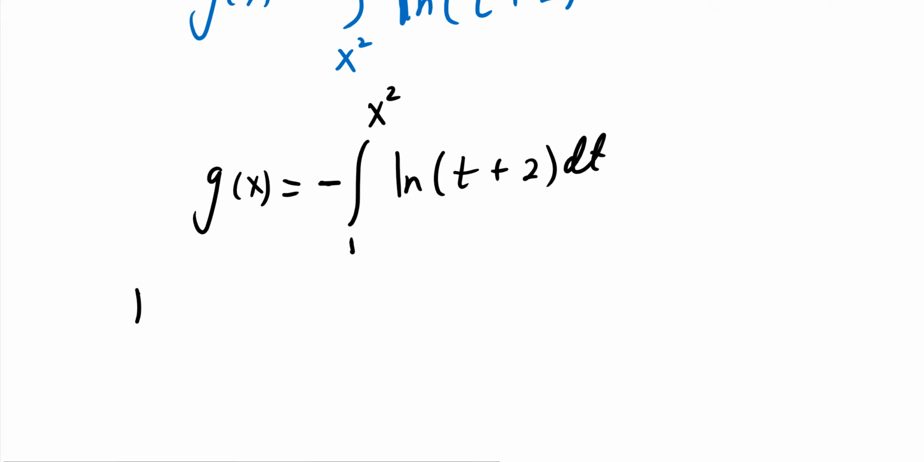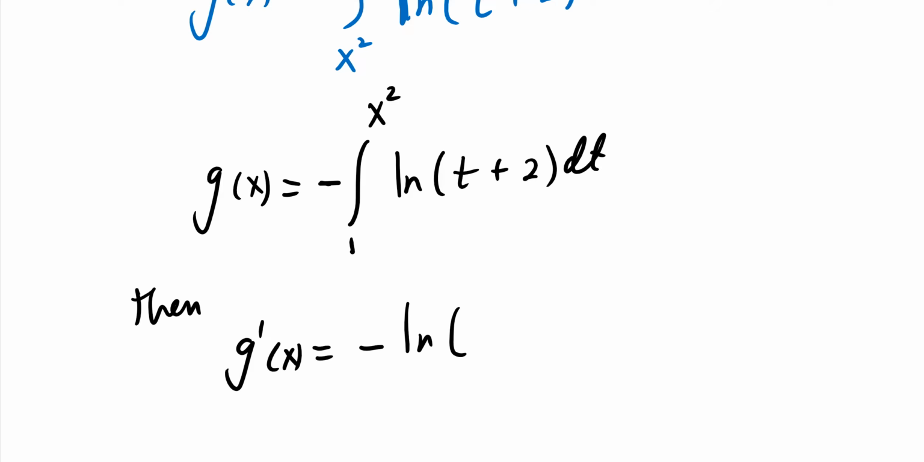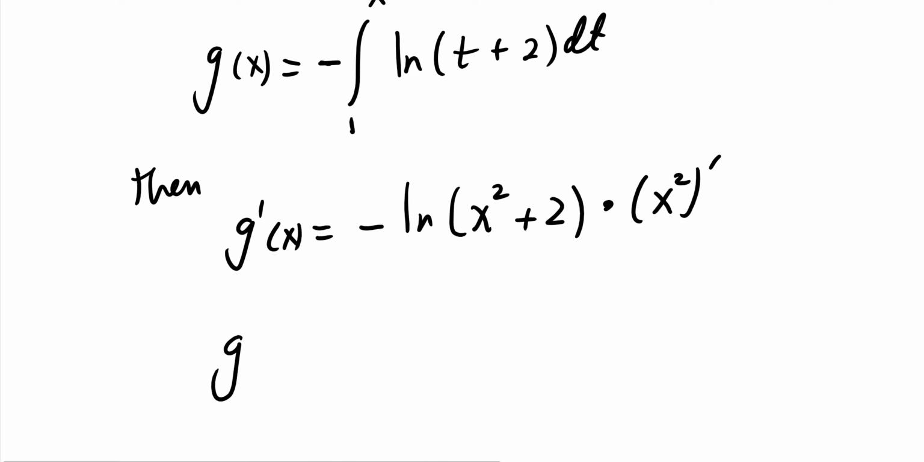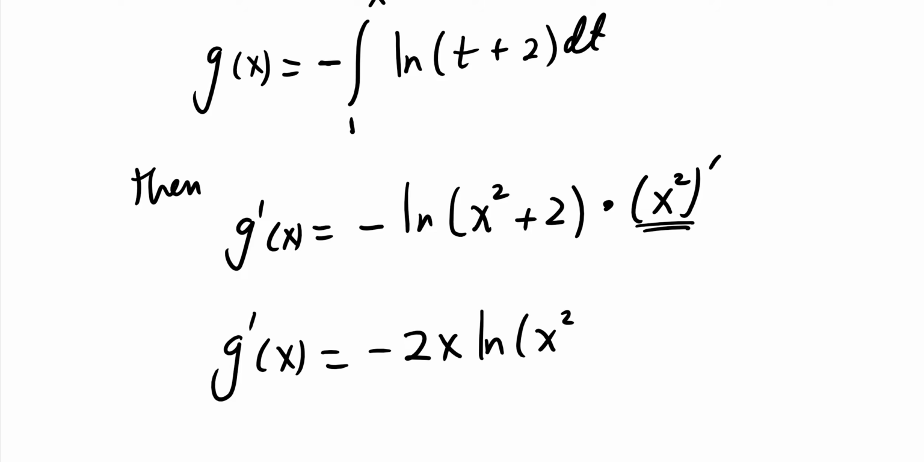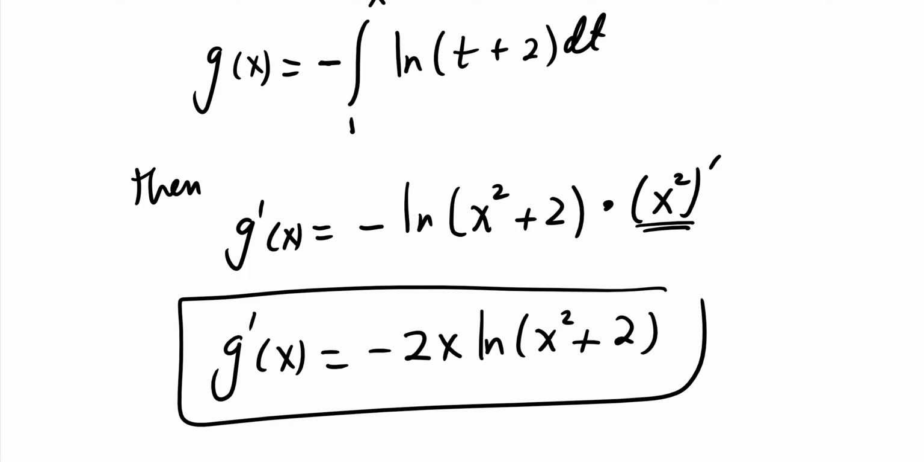So then we can use the fundamental theorem of calculus 1. It says keep the negative out. It's natural log of, we replace the t with x squared, plus 2, times the derivative of x squared. So g prime of x equals negative 2x, that's the derivative of this, times the natural log of x squared plus 2. So if the lower bound is not constant, we should swap it.